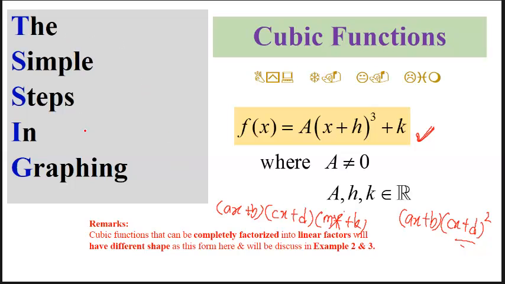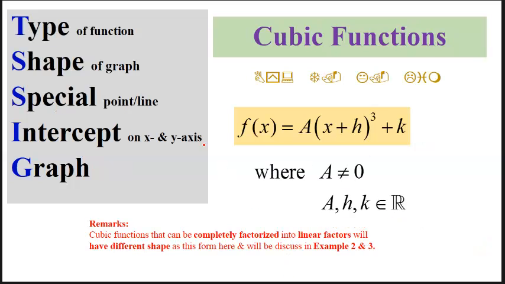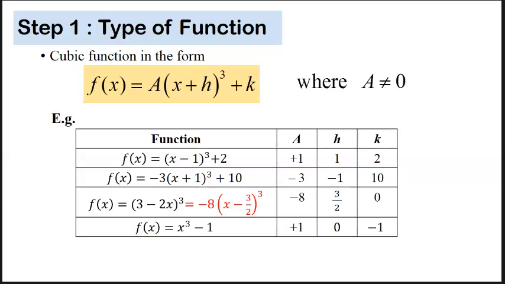Okay, go on. Next. So once again, the idea of the simple steps in graphing is that we refer to the type, the shape, special point or line, intercept, and lastly go for the graph. So without further ado, let us see the type of functions.